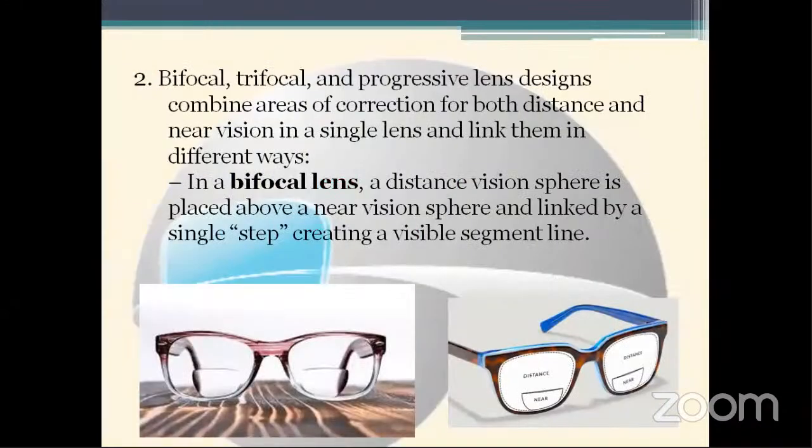Bifocal, trifocal, and progressive lenses combine areas of correction for both distance and near vision in a single lens and link them in different ways. Bifocal lenses have a distance vision sphere placed above the near vision sphere and linked by a single step, creating a visible segment line. As we can see in the picture, there is a demarcating line between the distance portion and the near portion, which causes image jump when the patient is looking from near to distance or distance to near. This also creates a line in the lens, which may not be very appealing to some patients.